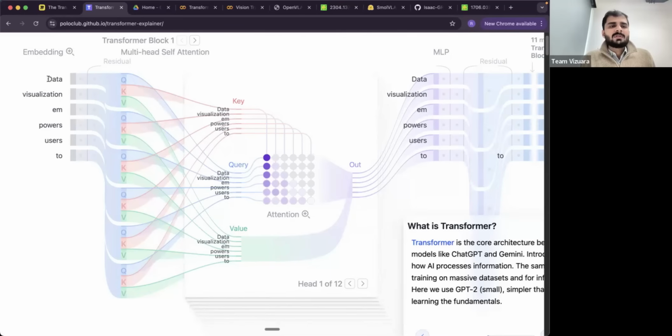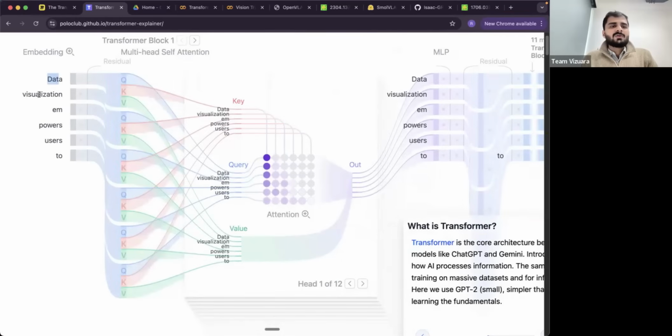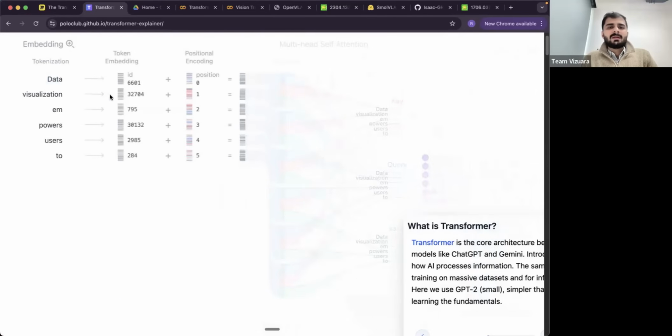So let's say the input sentence is "data visualization empowers users to". This is the input which we want to encode. So let's look at the first step, which is the embedding.